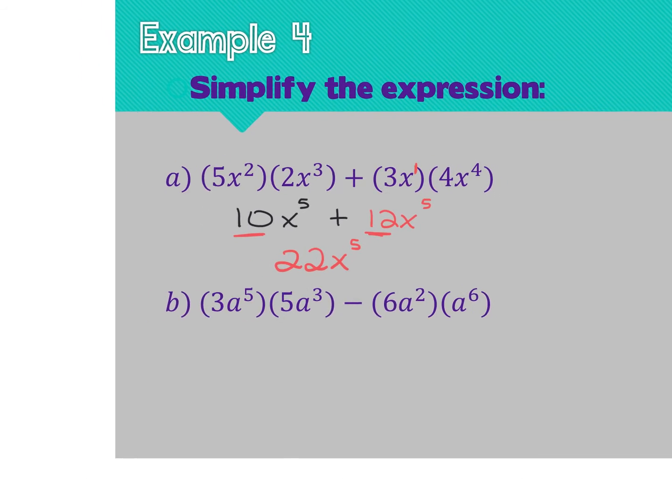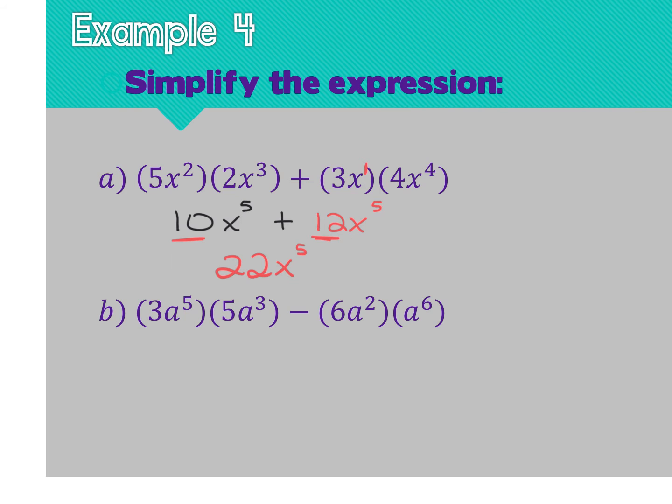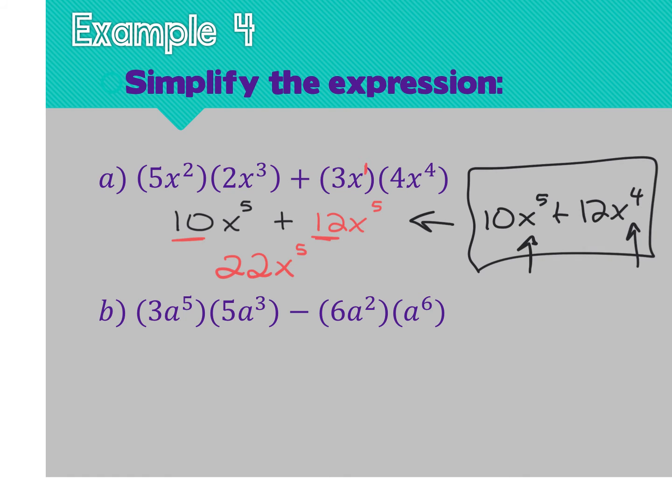Now, let's say instead the answer we got here, let's just pretend that it was x to the fifth plus 12x to the fourth. Let's say this power was different from this one. If that's the case, then you would stop and that would be your answer. The only time you can combine terms is when they're identical. So it would have to have the exact same variable with the exact same exponent in order to add the coefficients. Pretty good on that?